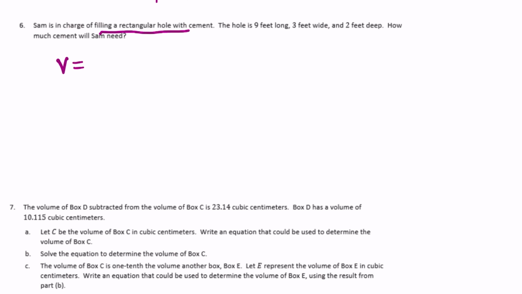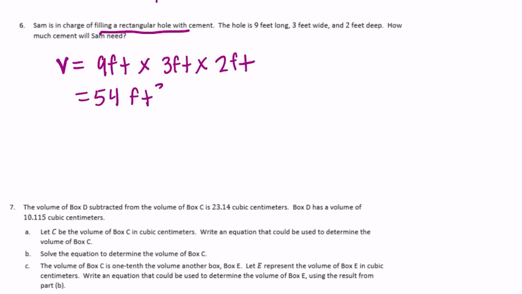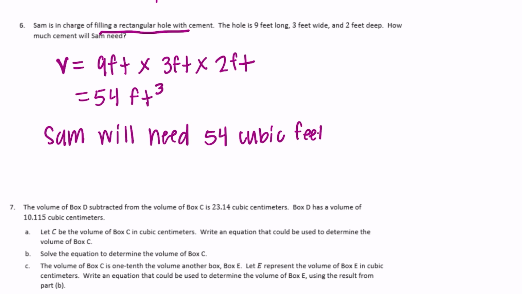So the volume would be equal to 9 feet times 3 feet times 2 feet. So let's see. Let's do 3 times 2 is 6. And 9 times 6 is equal to 54 feet cubed. So Sam will need 54 cubic feet of cement to fill the hole.